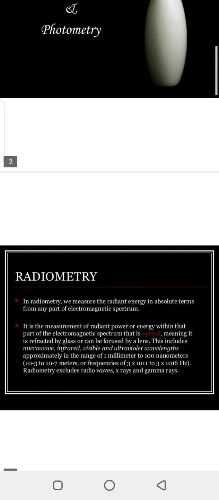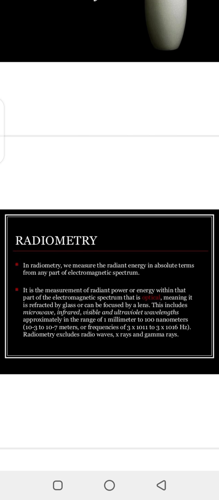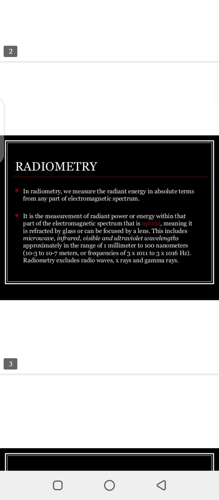Radiometry. In radiometry, we measure the radiant energy in absolute terms from any part of the electromagnetic spectrum. It is the measurement of radiant power of energy within that part of the electromagnetic spectrum that is optical, meaning it is reflected by glass or can be focused by a lens.